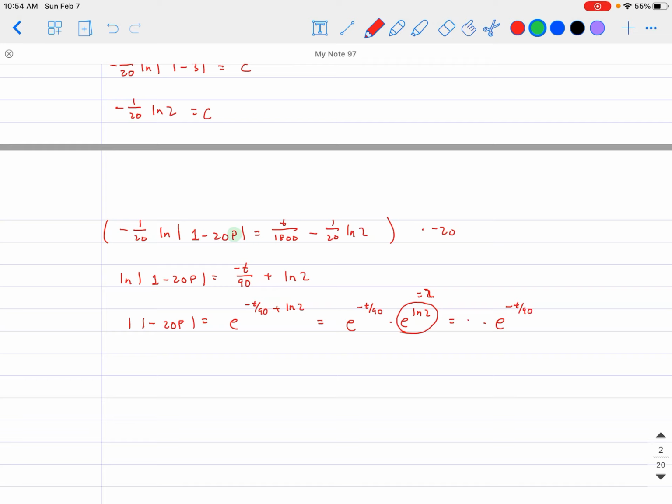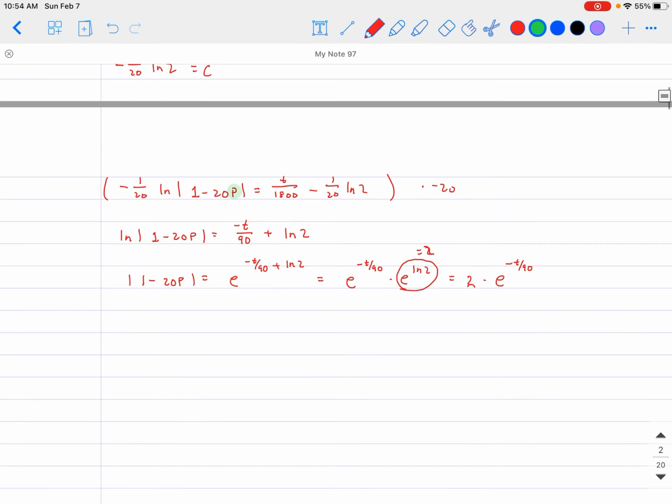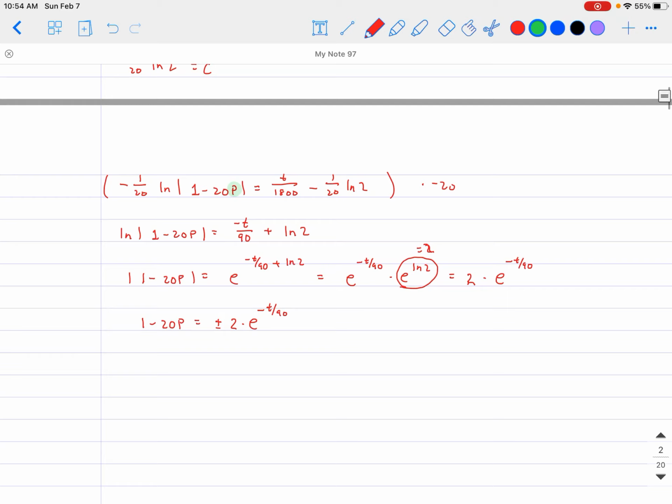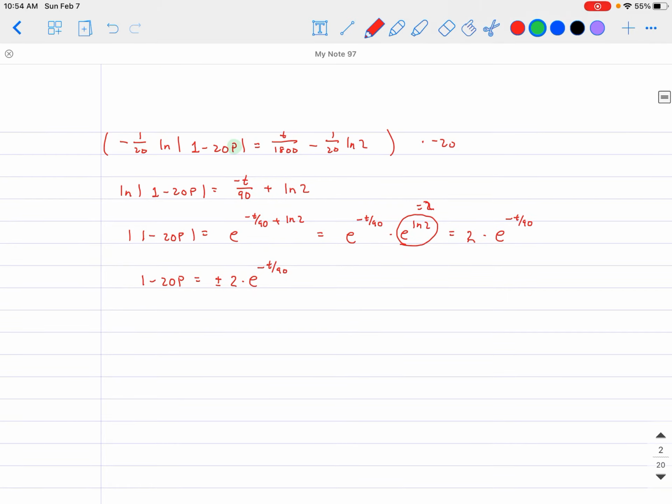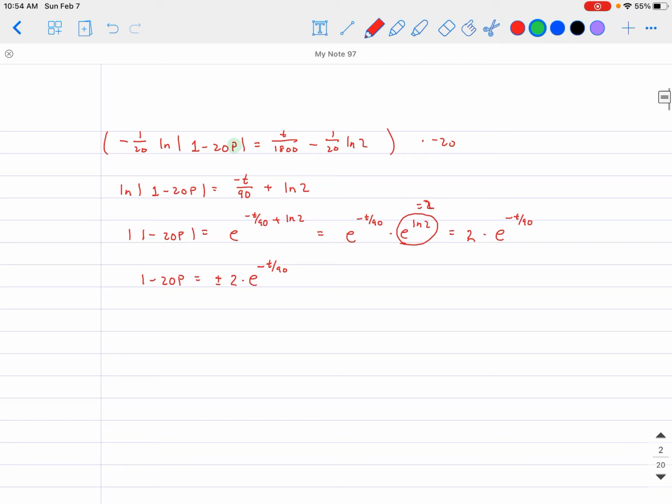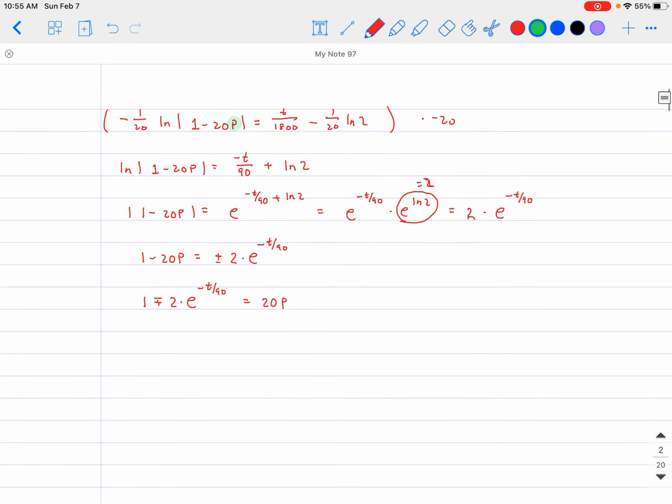Let me go ahead and make that 2 look like not a z, and hopefully we can finish this up. Let's get rid of the absolute values. So 1 minus 20p is equal to plus or minus 2 multiplied by e to the negative t over 90. I need to solve for p, so I'm going to move the other part to the other side. So 1 minus or plus 2 multiplied by e to the negative t over 90 is equal to 20p. And it doesn't matter if it's plus or minus for now, because we're going to have to choose one of those in a little bit.